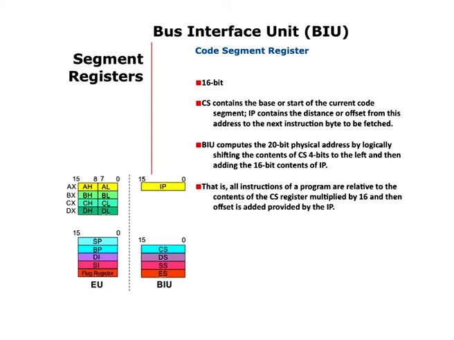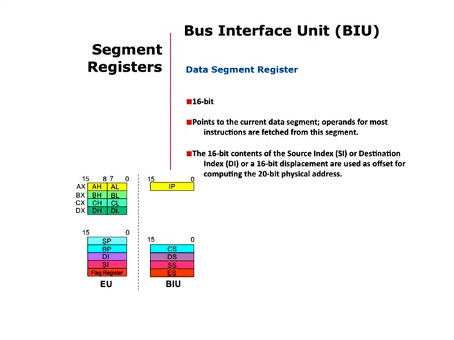Now the next segment register is the data segment register. Again, it is a 16-bit register. It points to the current data segment. Operands for most instructions are fetched from this segment. The 16-bit contents of the source index or the destination index or a 16-bit displacement are used as the offset for computing the 20-bit physical address.